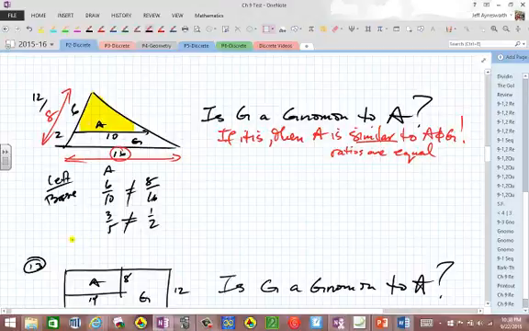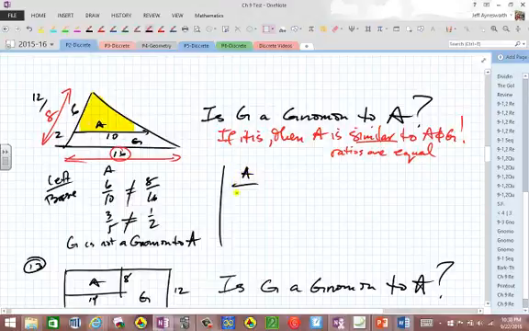So already I can tell that G is not a gnomon to A. Or you can go left to left. Go A to A and G. Okay, so 6 to 8, left to left, and you go base to base. All right, 10 to 16.